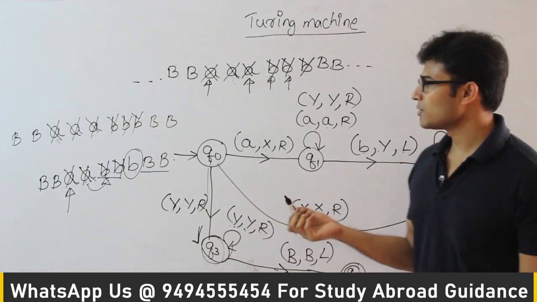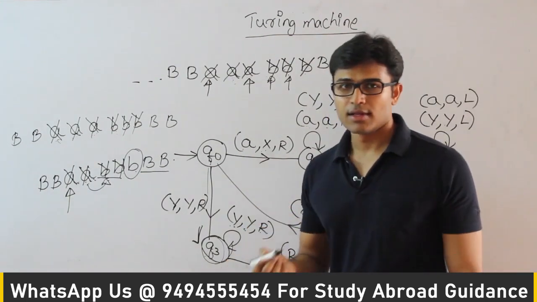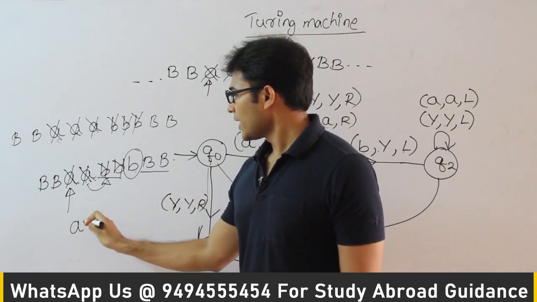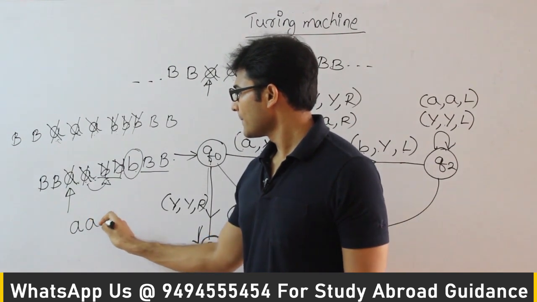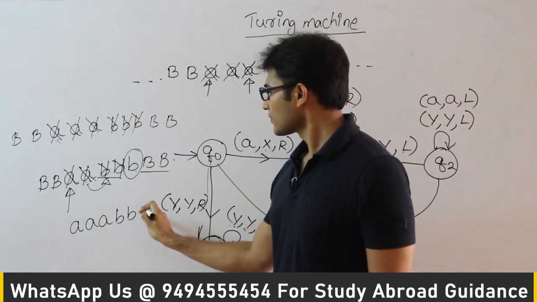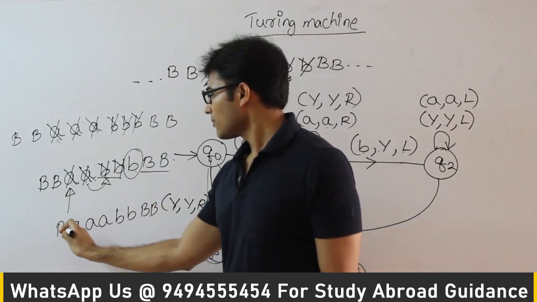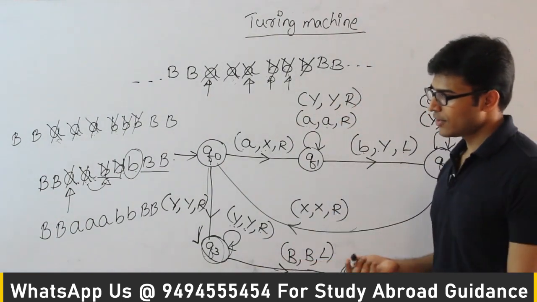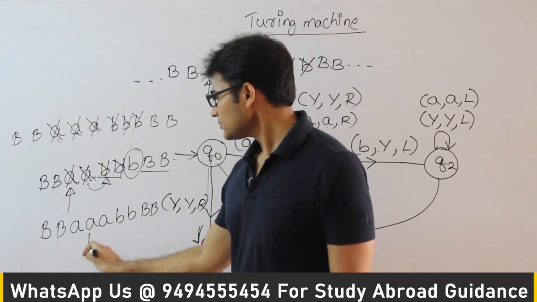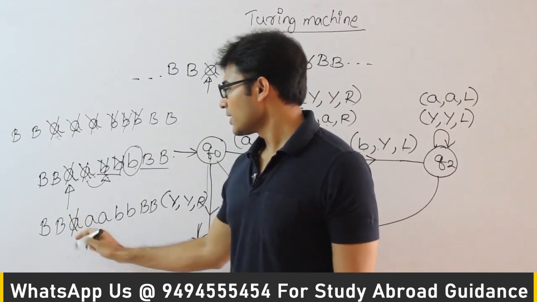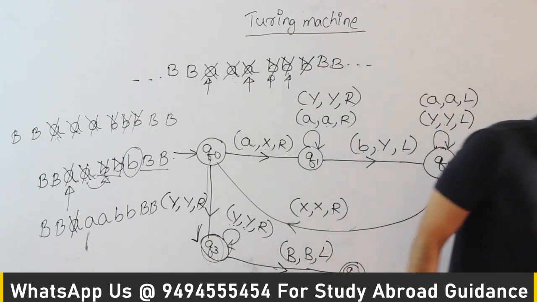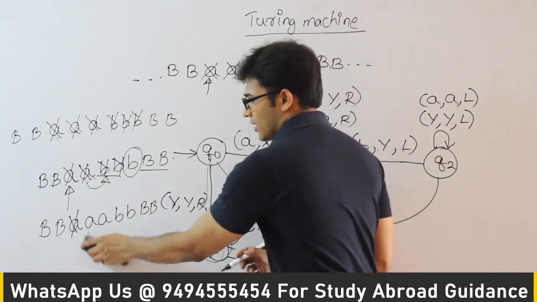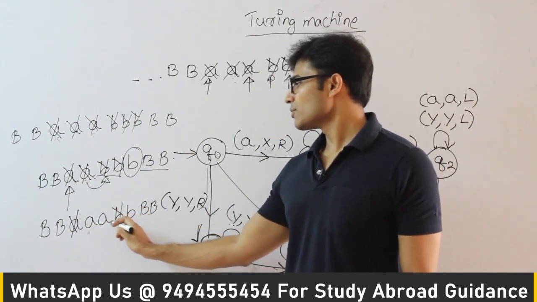And one more input which you could guess, which is not in our language, is a, b, b, blank, blank, blank, blank. So what is the specialty of this input? The number of a's is greater than the number of b's. Then what happens is, initially this will be made X, and you will keep moving right. Then this will be made Y and you will keep moving left.